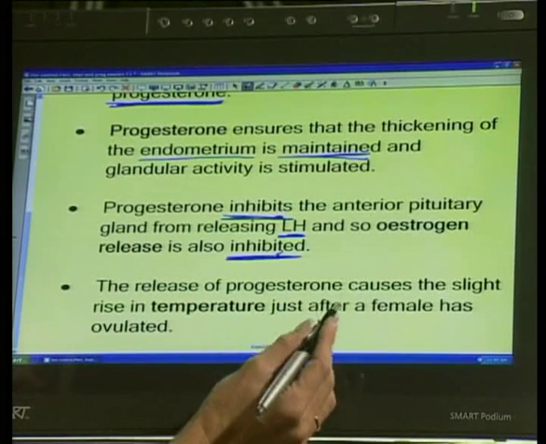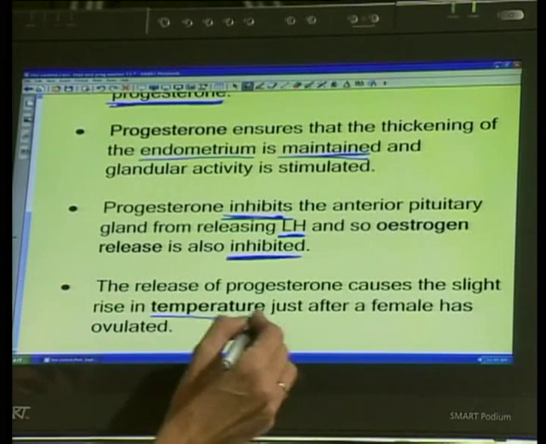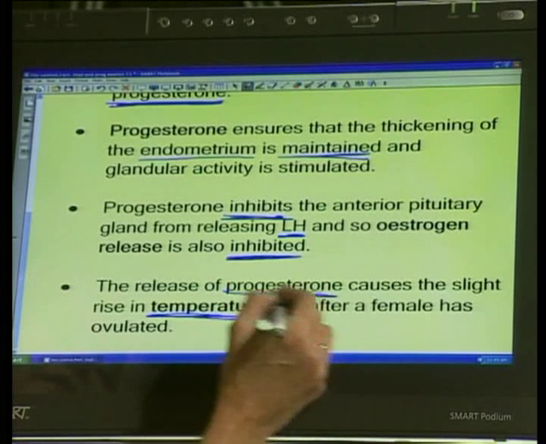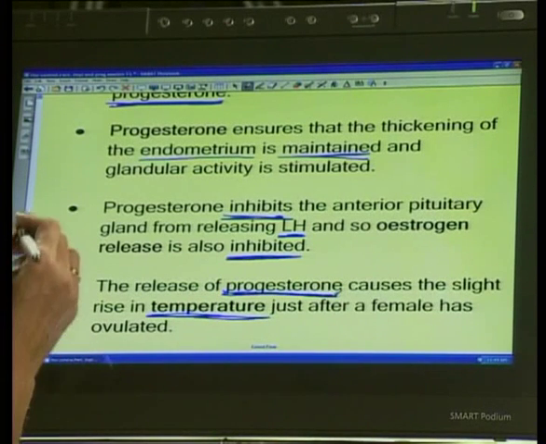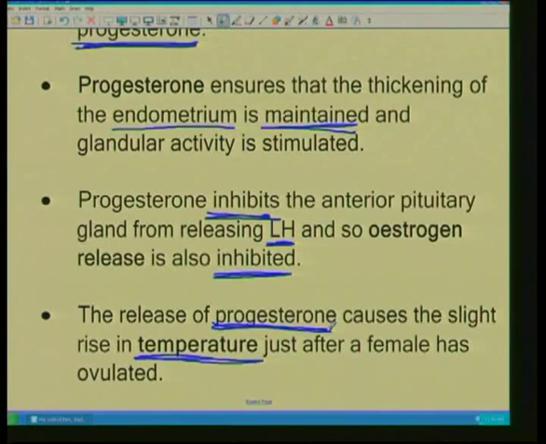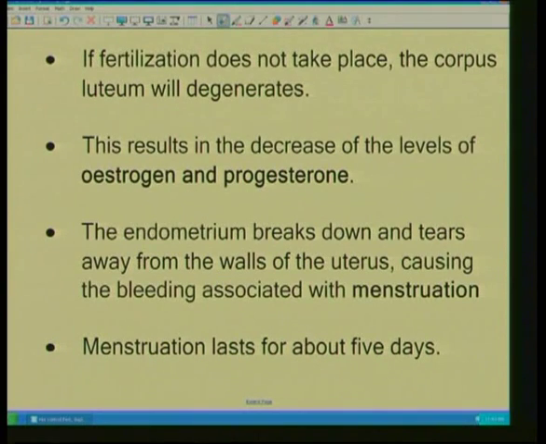The release of the progesterone causes a slight rise in temperature, and that is when we know we're ovulating. This slight increase of the temperature in the female during ovulation, that's what people use as a technique for birth control. All right, they work on temperature.